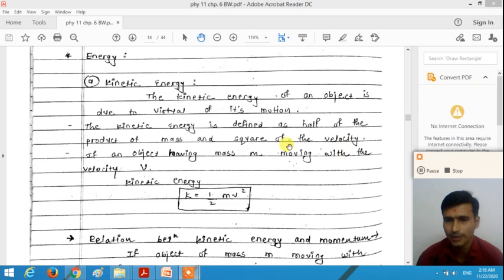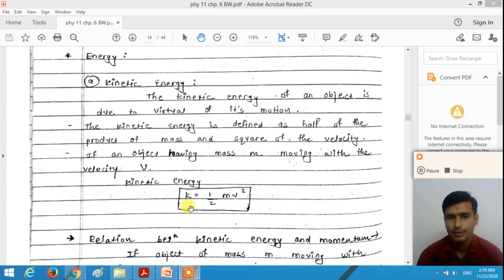So the formula of the kinetic energy is K is equal to 1 half mv square, where m is the mass of the object and v is the velocity of the object. So here the kinetic energy is defined as half of the product of mass and the square of the velocity. Energy associated with the object by virtue of its motion is called the kinetic energy.